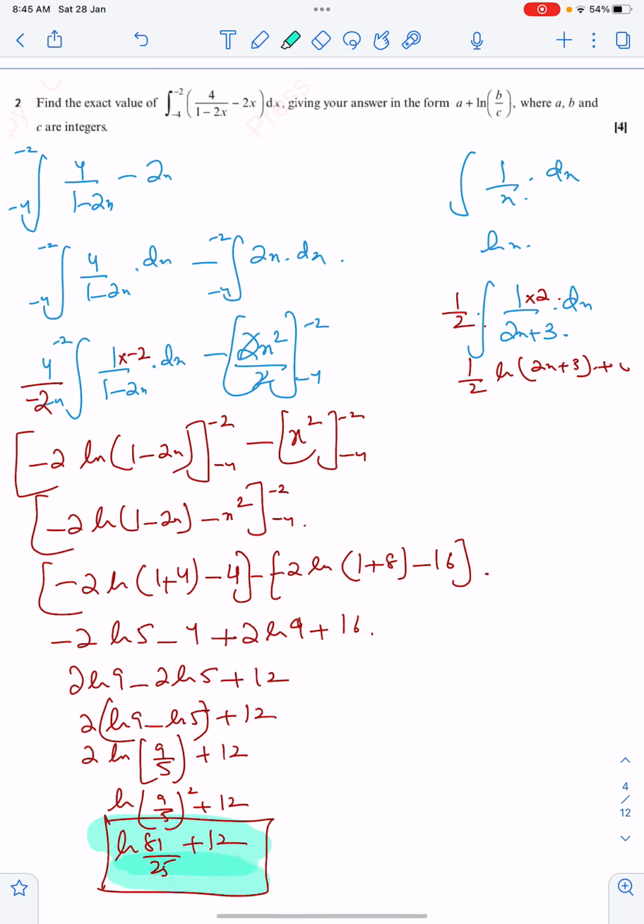Okay, you have to give the answer in this format, a constant and ln this upon this. You can even write 12 in the beginning as they have written. They've written the constant first, so we can write down the constant first. This is the final answer.